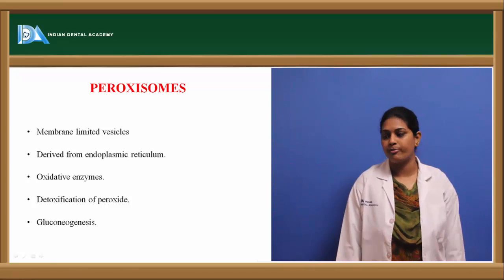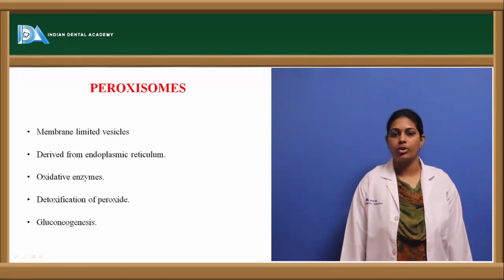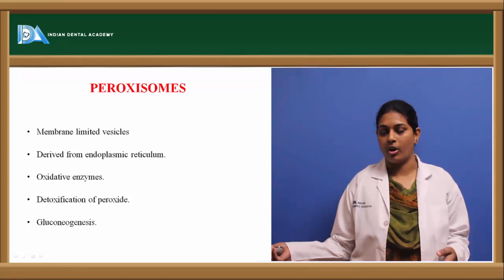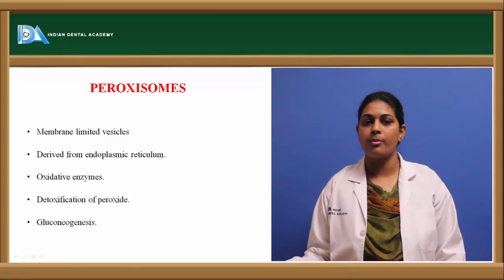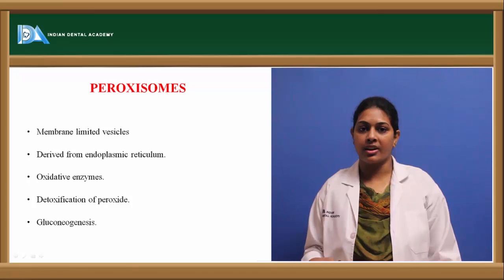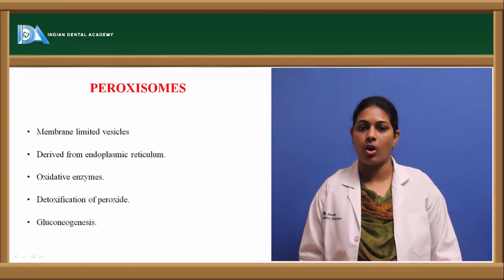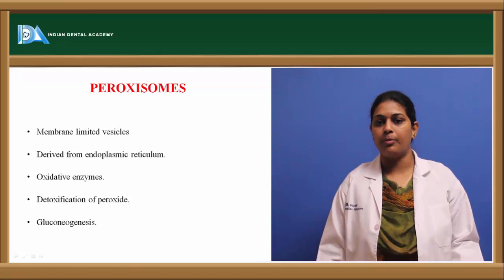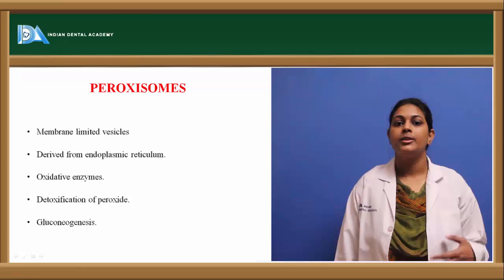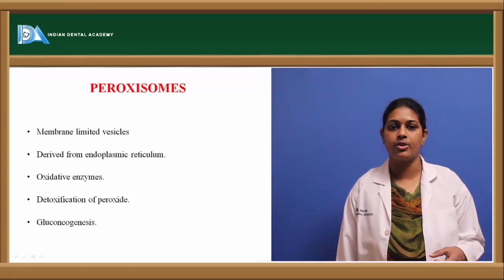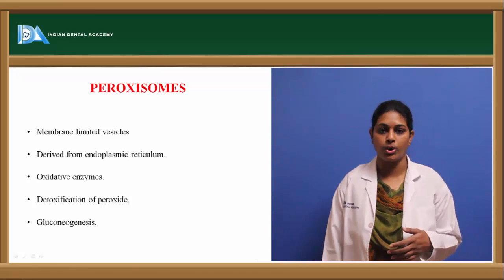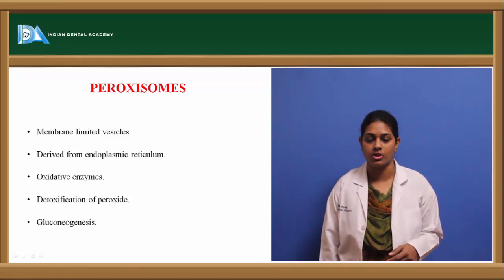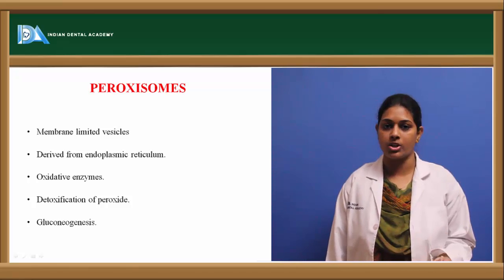That is a major function of peroxisomes, and they are also involved in gluconeogenesis, which is a procedure where glucose is formed. So the major function of peroxisome is, for example, the breakdown of hydrogen peroxide, which is a toxic substance to our body. It is broken down with the help of these oxidative enzymes, where they break down two molecules of hydrogen peroxide, that is 2H2O2, into two molecules of water and one molecule of oxygen.